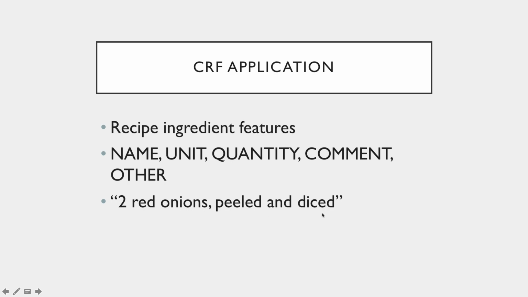That could be a comment, that could be other. Maybe red onions peeled and diced is a name, and there's not really a unit apparent. Red onions could be a unit. These are things that a model would need to determine.